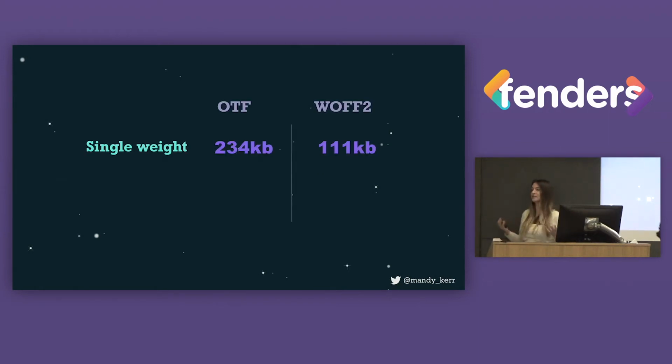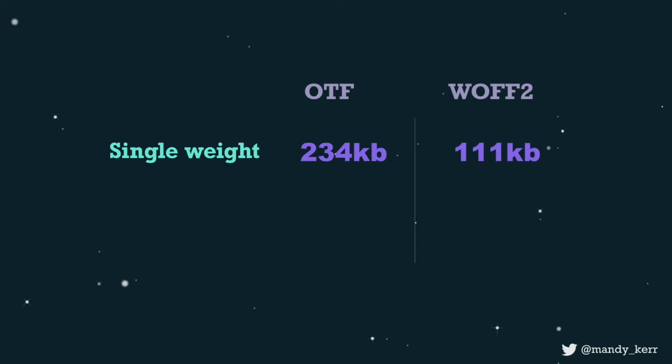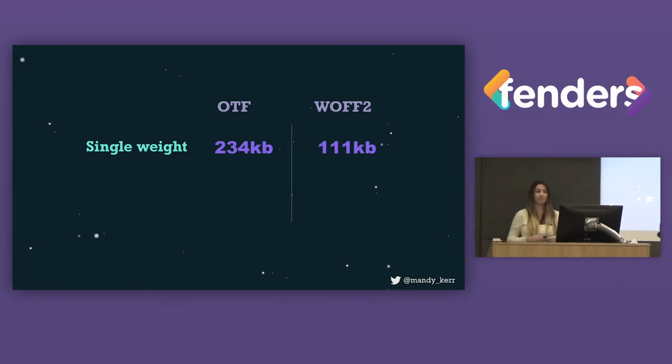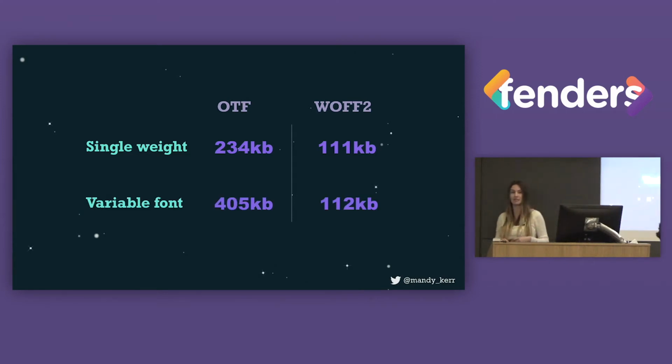This is a single weight, so it's the bold weight, I think. Every version of the weight is about 234 kilobytes as an OTF file, and the WOFF2 version compresses down to 111. Really important to note, Source Sans is a massive font because it's got a lot of different language support in it, but we'll talk about that in a sec. So the variable font is 405 kilobytes as an OTF file, but it's only 112 as a WOFF2 file, which is 1 kilobyte more with a significant improvement on the options that you have. To me, that's a pretty good trade-off, and I'd be happy with that.